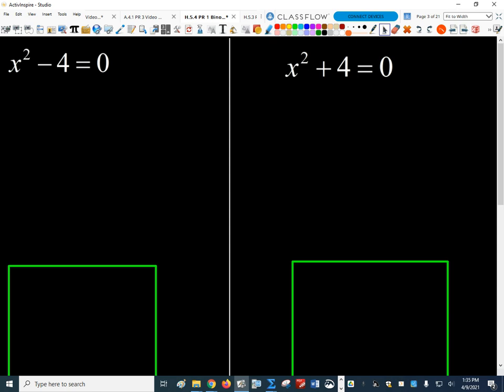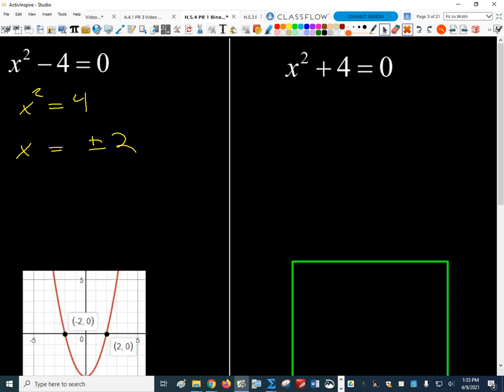I could add the 4 to the other side and get x squared equals 4. I could square root both sides and get x equals what? Plus or minus 2, right? I get 2 real zeros. And that's what we see when we graph it. Okay, I got 2 x-intercepts.